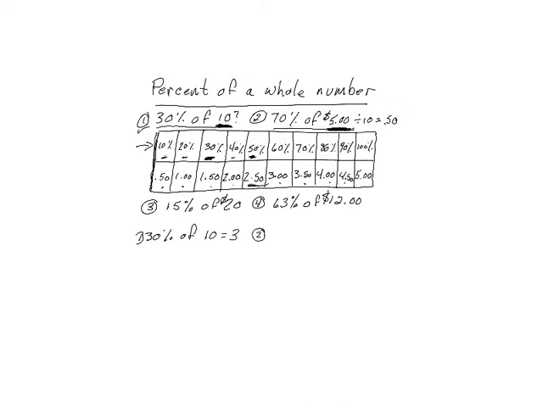So there we've got our chart. Now we can say that 70% of $5, we just find 70% on our chart here, and we look down, it's $3.50. So we hardly had to do any math at all, really.